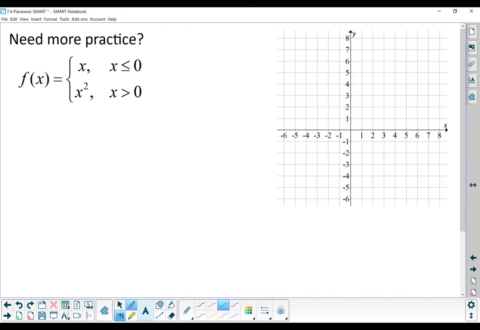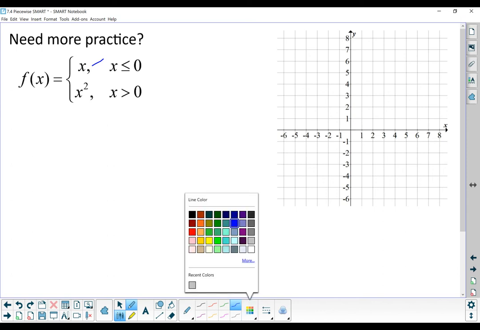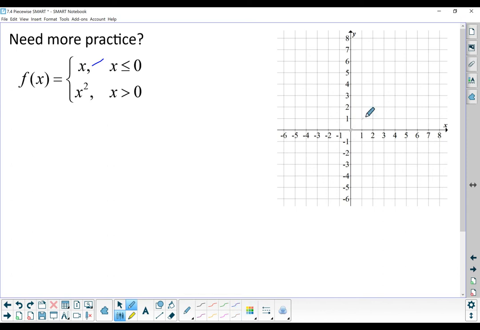Oh, this one's fun. I'm going to graph it. I like it. So our first piece is a line. It's got a slope of 1 and a y-intercept of 0. So it looks like this. The boundary for that is happening at 0. So our piece is only for x values that are less than or equal to 0. So filled in circle, and we're keeping the left-hand side.